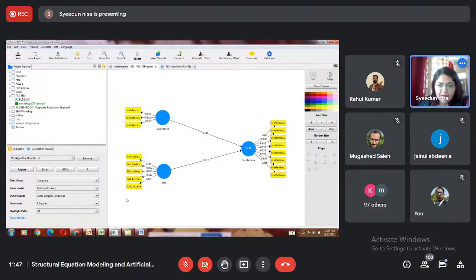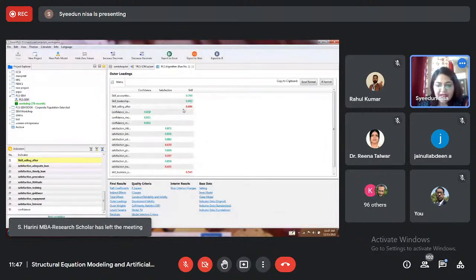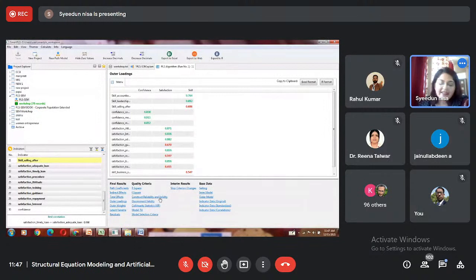Yes, ma'am. Okay. So we have explained construct reliability and validity. Few items have lower outer loading, but still we are keeping them because we are not facing as such issues with convergent reliability.